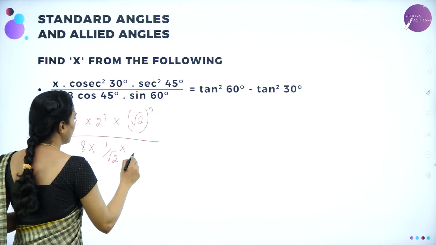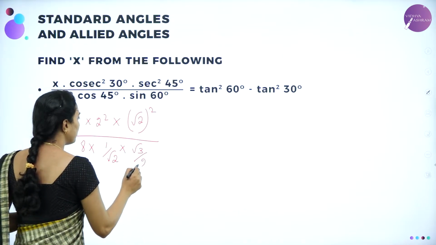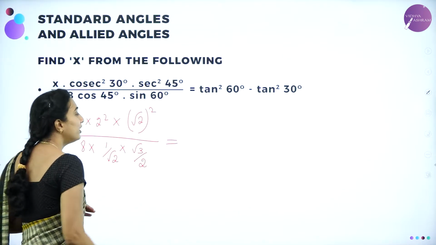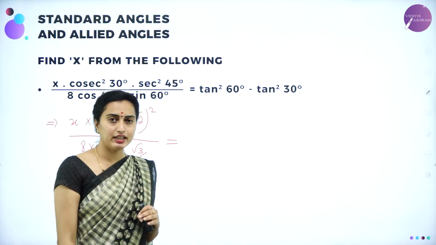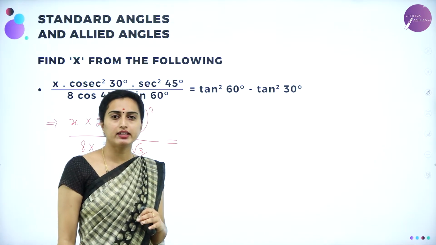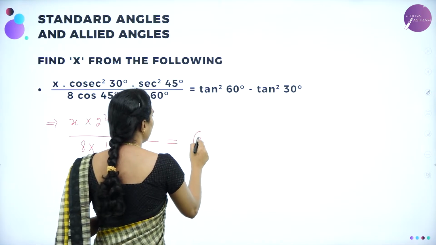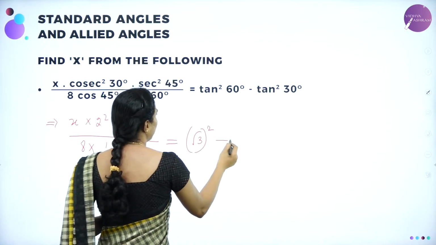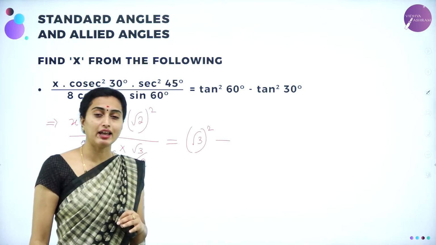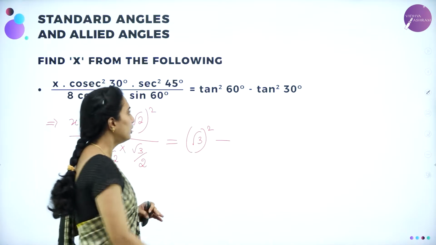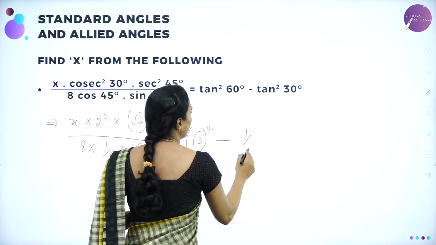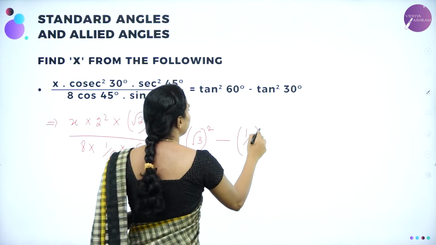So therefore here root 3 divided by 2, which is equal to tan squared 60 degree. You know tan 60 degree is nothing but root 3. So tan squared means root 3 whole squared, minus tan 30 degree. Tan 30 degree is 1 by root 3. You can substitute tan squared as 1 by root 3 whole squared.